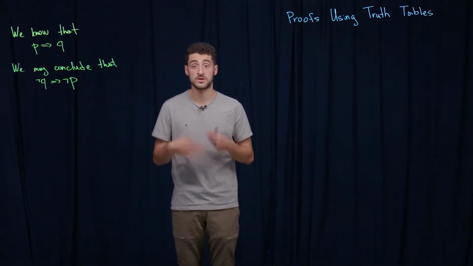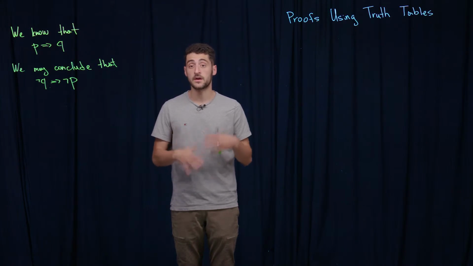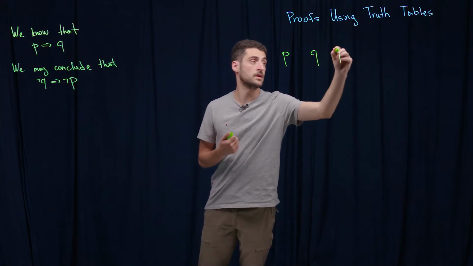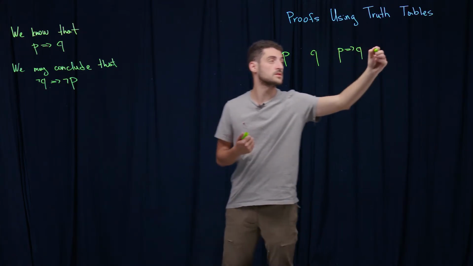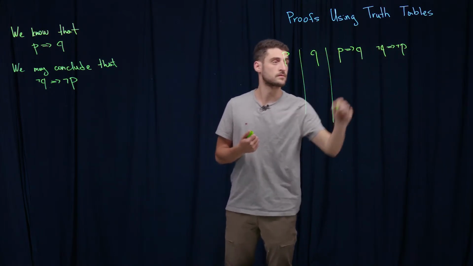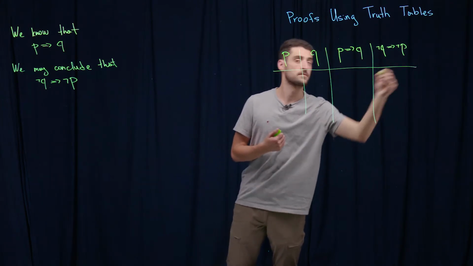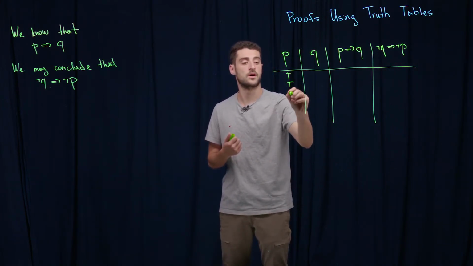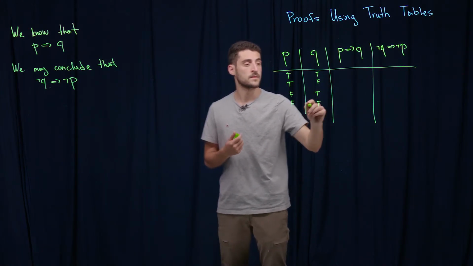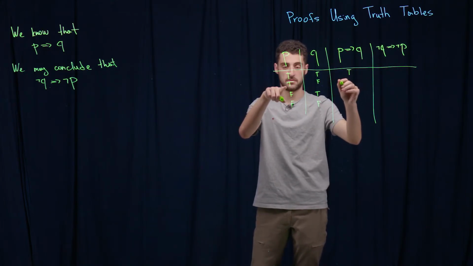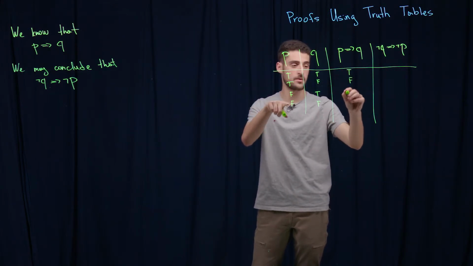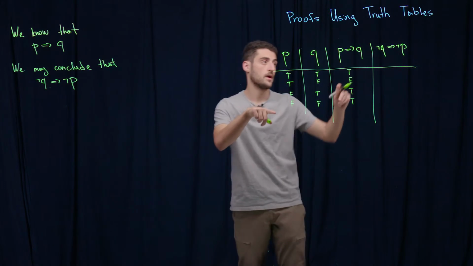We again have an argument which seems correct. Let's try to verify it again using the truth tables. So we have P, we have Q, we have P implies Q, and we also have not Q implies not P. So P can be true and false. Q can be true and false as well. If both of them are true, the implication is true. If this is true and this is false, the implication is false. Otherwise, it's true.